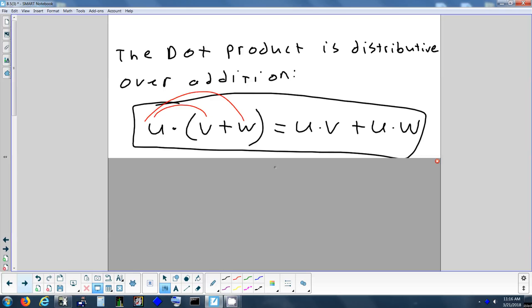Okay, so what that basically does is it gives you options. If you had a problem, you could add the vectors first, following order of operations, and then do a dot product. Or if you didn't want to add them first, you could do the dot product with the first one, then do the dot product with the second one, and then add the result. You can do it either way. Any question on that?